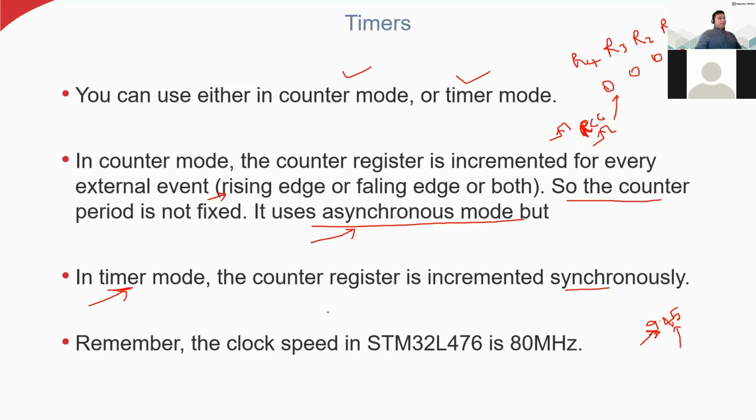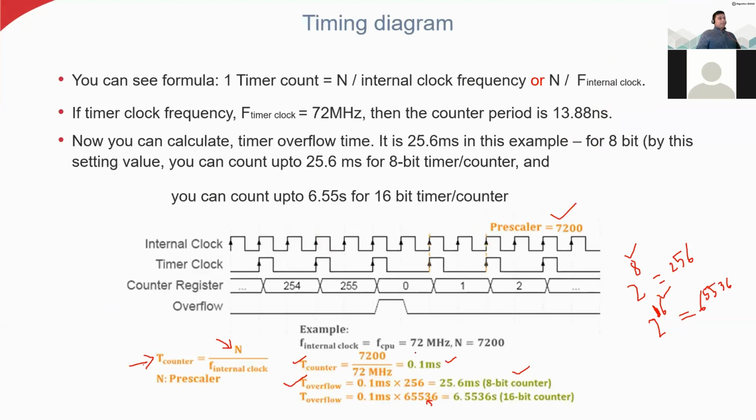So that is why the timer is always in the synchronous mode, but the counter can work in the asynchronous mode, even though we use the rising edge or falling edge. So that is the difference between counter and timer. Okay, so the clock speed of the L476 is 80 megahertz, but in the example we have seen 72 megahertz, that is another microcontroller, F103.